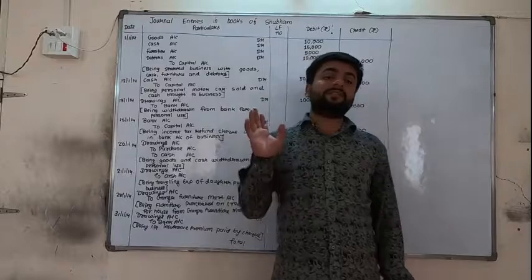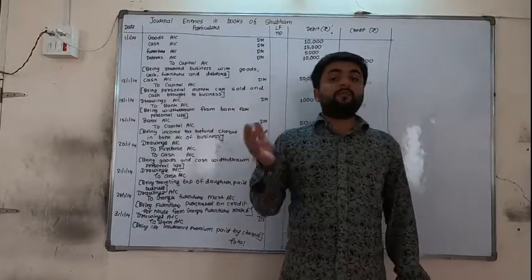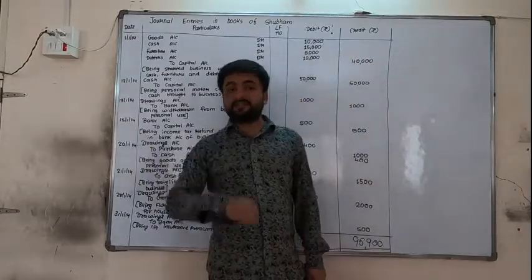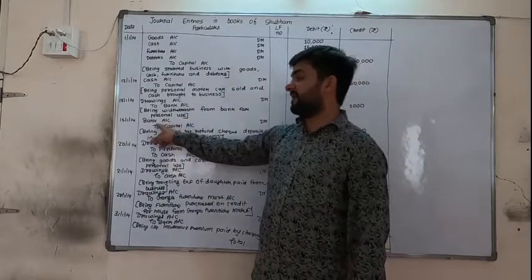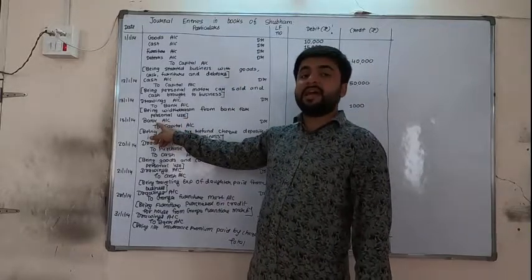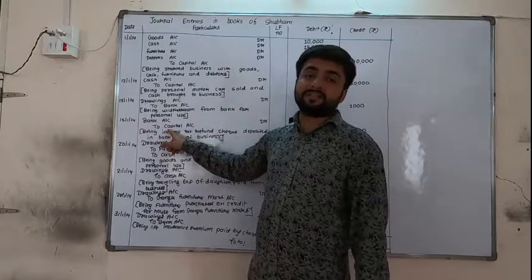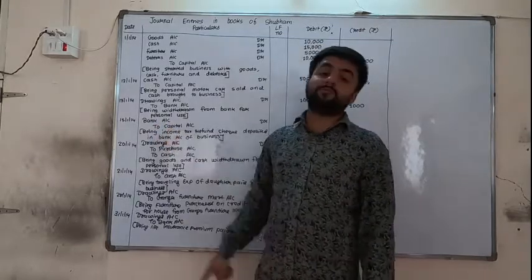So bank will be the receiver. Bank should be debited. Moreover, income tax is a personal thing which we are bringing to the business, so capital should be credited. So bank is receiver, bank account debit, and income tax is a personal thing which is brought to the business, so capital should be credited.